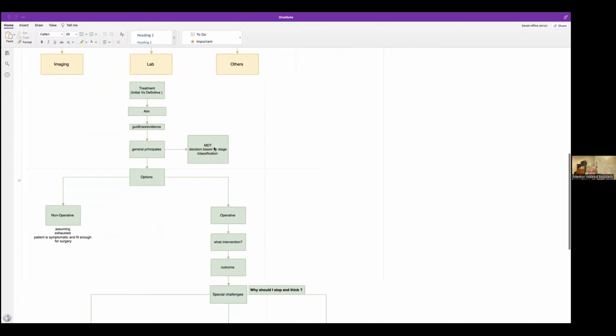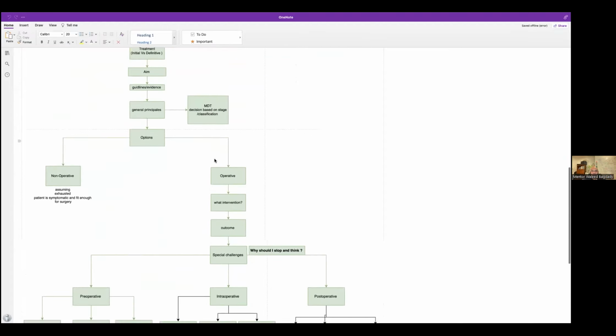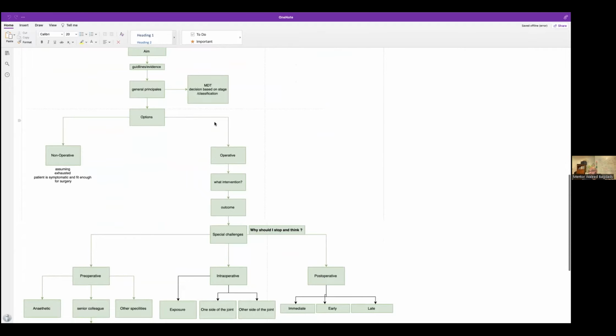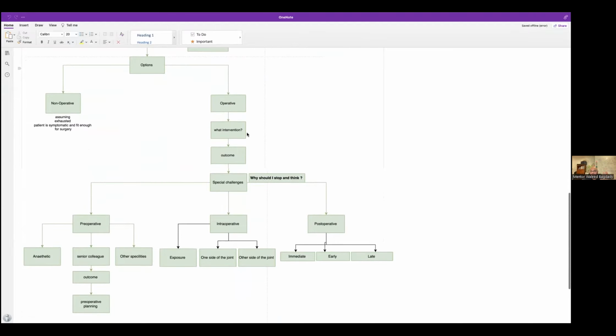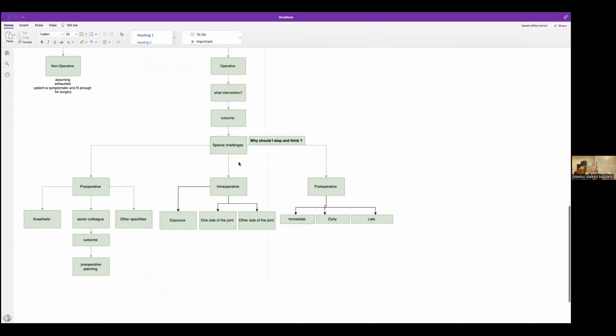Any treatment, as we mentioned last time, you go through this process. My aim of treatment is what you are achieving. My guidelines or evidence are one, two, three. The general principles: this is a complex case, or this is a multidisciplinary approach. The options include, assuming non-operative is exhausted and the patient is symptomatic and fit enough, I will offer operative treatment. The intervention, for example a hybrid total hip replacement, and the outcome of that intervention: satisfaction rate or complication rate.